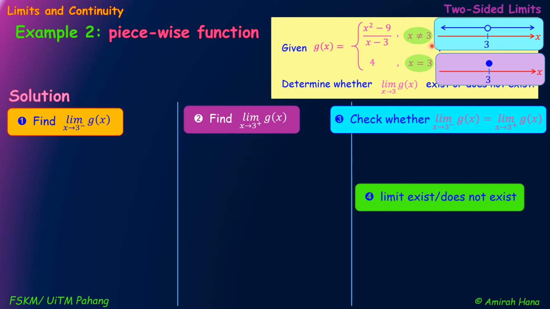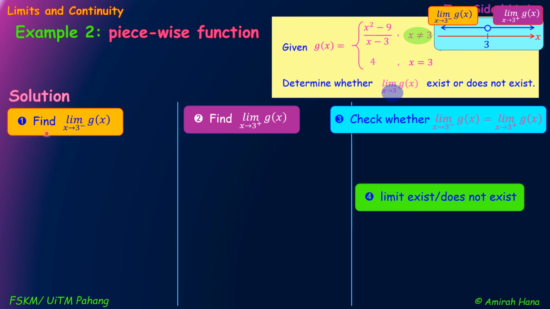For domain x not equal to 3, this arrow we use to find the limit as x approaches 3 from the left. And this arrow we use to find the limit as x approaches 3 from the right. Right? And then at x equals 3, there is only a dot. No arrow from the left and no arrow from the right. So in this case, we do not use this domain, or in other words, we do not use this function. Right?